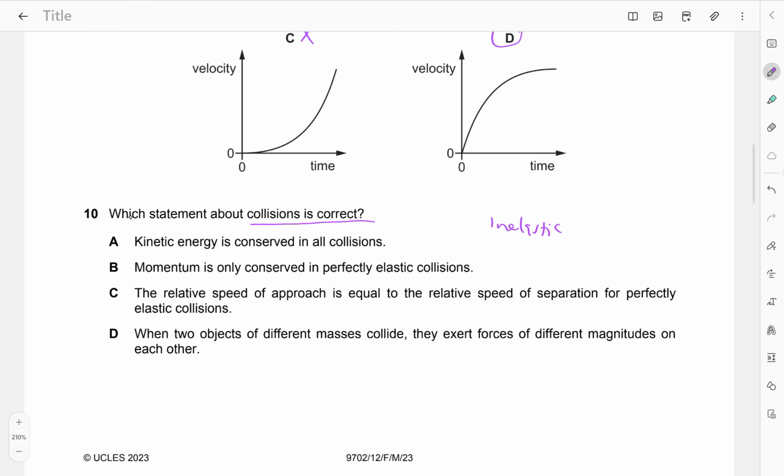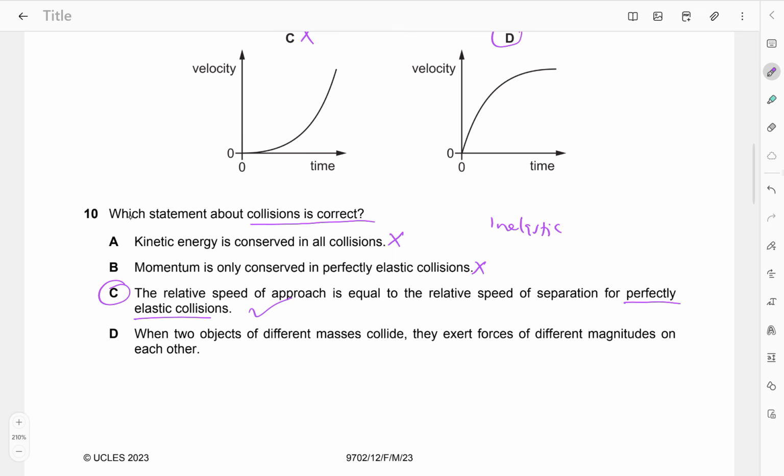So let's check. Kinetic energy is conserved in all collisions. This is not true for inelastic. Momentum is only conserved in perfectly elastic collisions. Not true. In all collisions, momentum is always conserved. That's why we say the total momentum of an isolated system of interacting bodies is always constant. The principle of conservation of momentum. The relative speed of approach is equal to the relative speed of separation for a perfectly elastic collision. That is true. So our answer is going to be C.